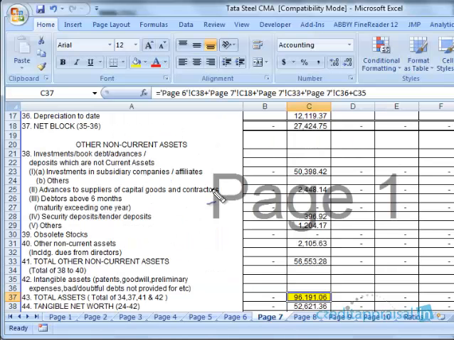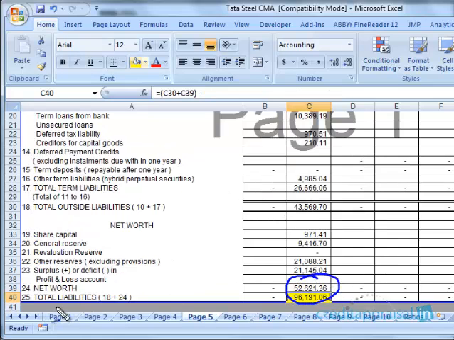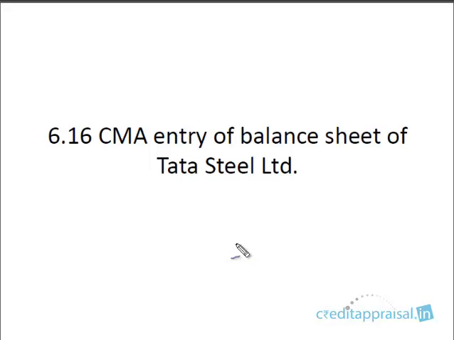Let's do that. The total of the assets is 96,191 crores. Let us see the total liabilities. That will also be equal to 96,191 crores. See here, this is also 96,191 crores total liabilities. So we have made the correct entries. Total liabilities is equal to total assets. So we have made the balance sheet for Tata Steel Limited.